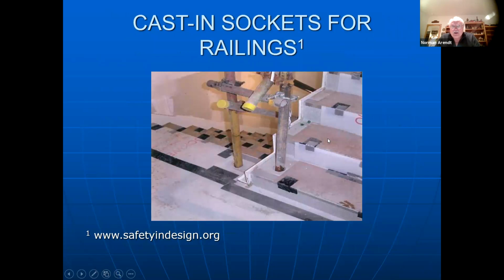These are cast in place sockets for railings. So you have something you can put in temporarily, and then when the construction is done, you have a place where you can put the finished stair railings.